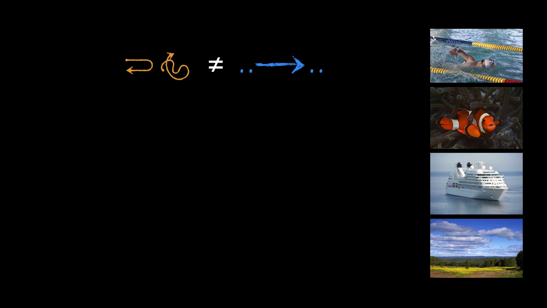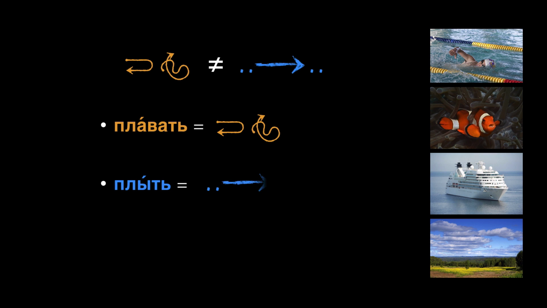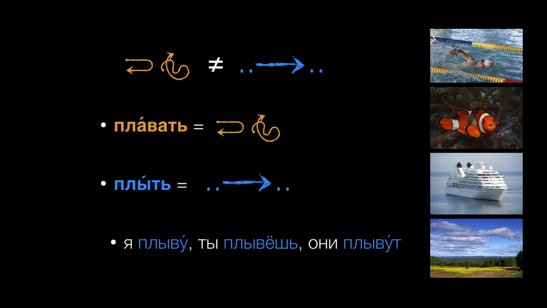Summing up, just as with other motion verbs, Russian distinguishes between motion in more than one direction and motion in one direction, for motion in water and sometimes floating in the air. Плавать can mean swimming in more than one direction, often the ability to swim. Плыть expresses motion in one general direction. And take care with the conjugation of плыть, which has a pattern similar to that of жить. Я плыву, ты плывешь, они плывут.